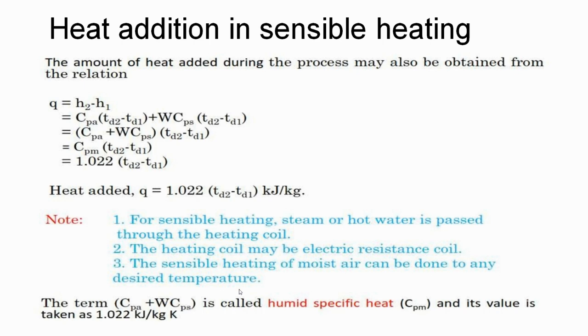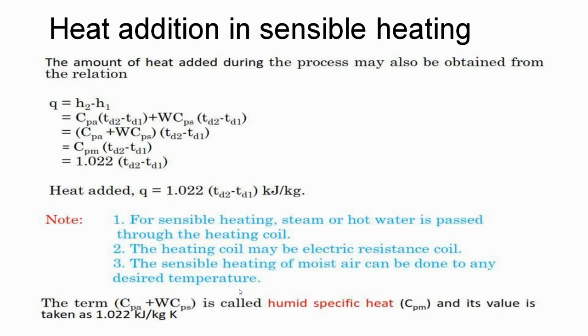Now for sensible heating, steam or hot water is passed through the heating coil. The heating coil may be an electric resistance coil. The sensible heating of moist air can be done at any desired temperature. So what is exactly this point? Air can be heated at any point of the process. Firstly we can change its humidity, and then if we want to add heat, we can add the heat there also.